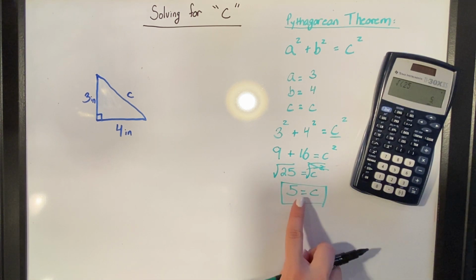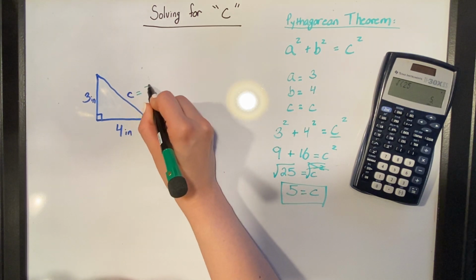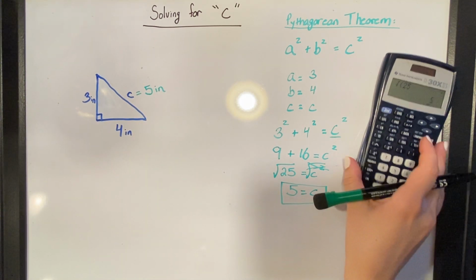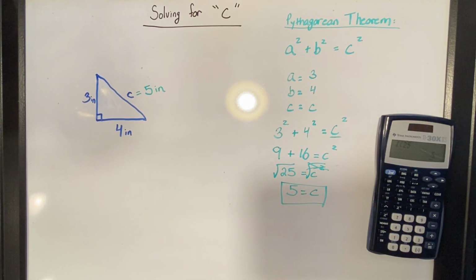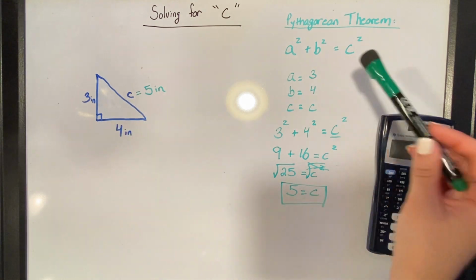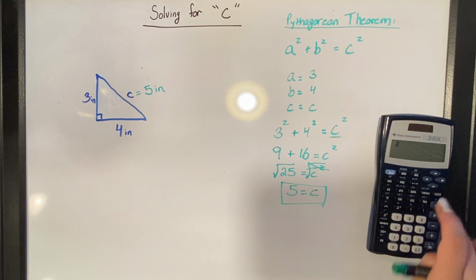So C equals 5. So over here, I can put equals 5 inches. Alrighty? So that's how you solve for C. Don't worry, we're going to do more examples. But remember, basically, you're going to find A, B, C, plug them into your equation, and then we're going to solve for C. So let's do another one.